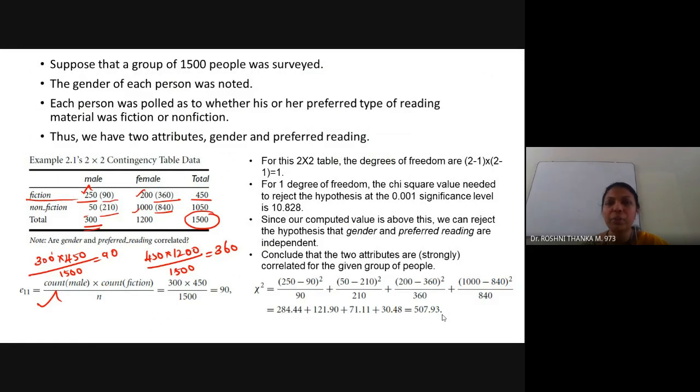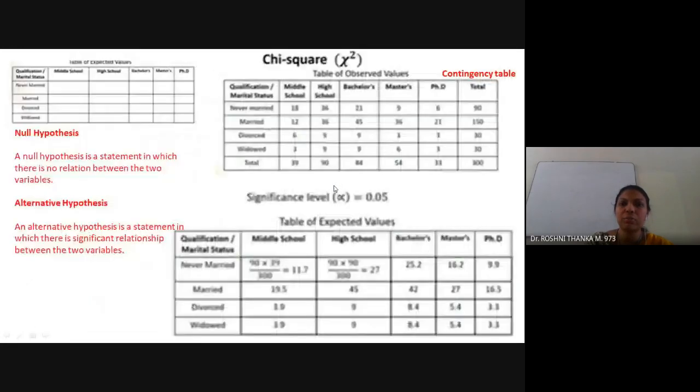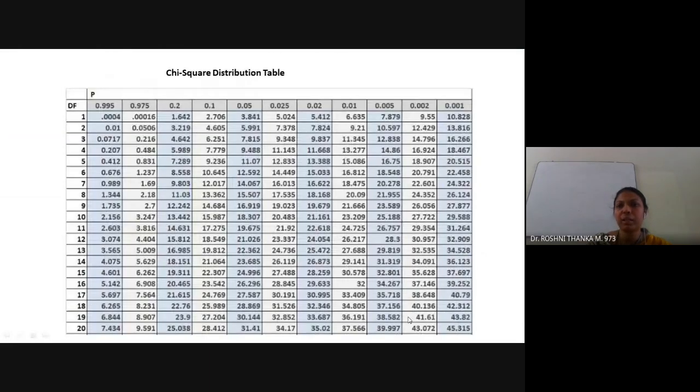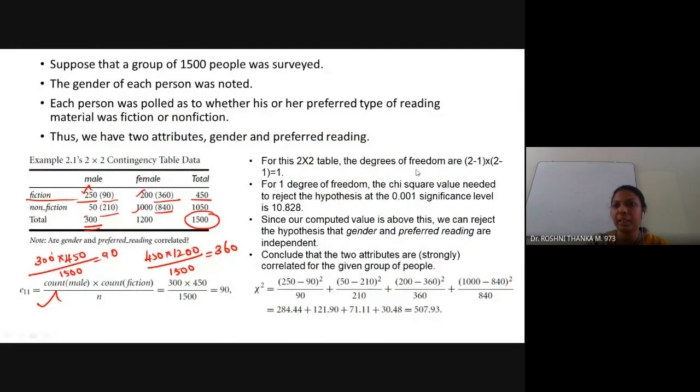But what do we have to do next? Next we have to find the degree of freedom. How to find the degree of freedom? We have to find column minus 1 into row minus 1. The number of columns and rows here is 2. So 2 minus 1 into 2 minus 1. This is according to this formula, right? Row minus 1 into column minus 1. So when we apply that, we will get the degree of freedom.